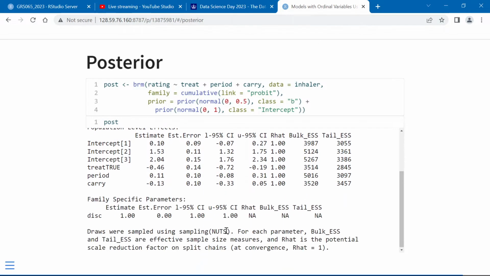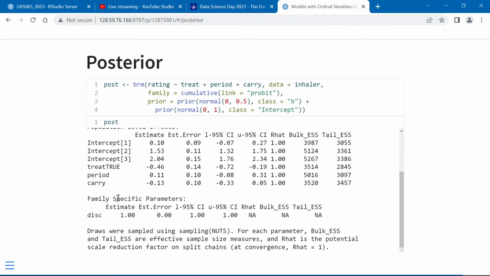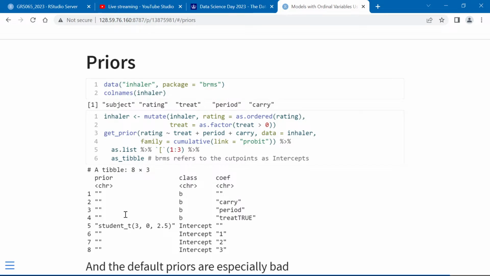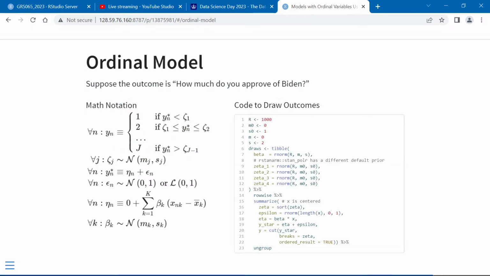At the bottom, again, don't get confused by this. Family-specific parameters on the dispersion. This is fixed to be 1, which is to say the assumption is that the errors are standard normal. It could have been standard logistic, but either way, the scale would have been fixed to 1 to avoid the multiplicative indeterminacy. I can multiply all the y stars by a constant, multiply all the zetas by a constant, and I would have observed exactly the same thing out of the model.